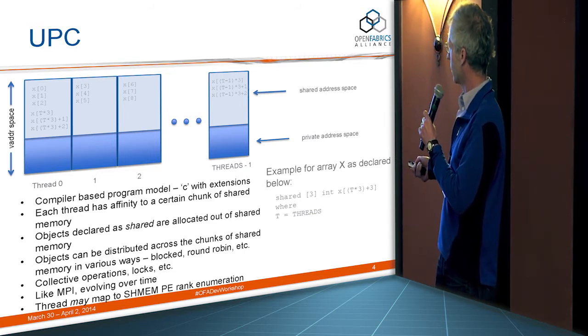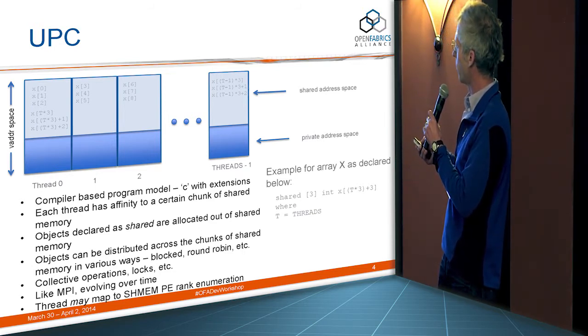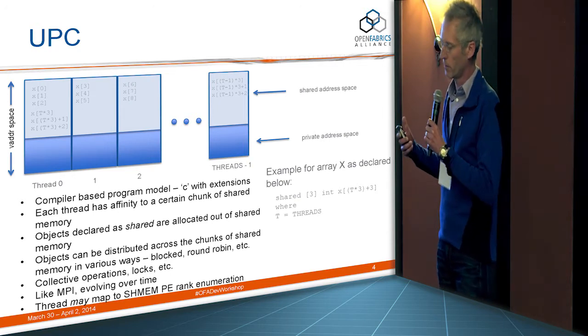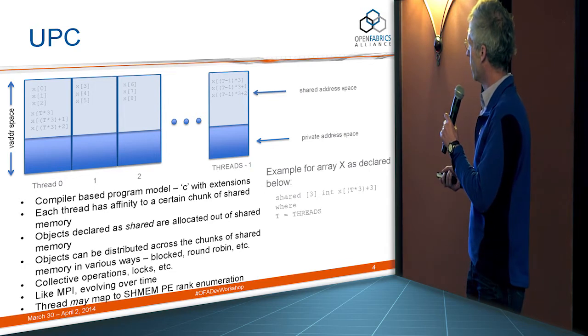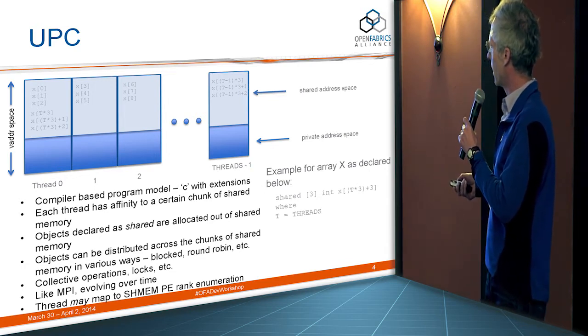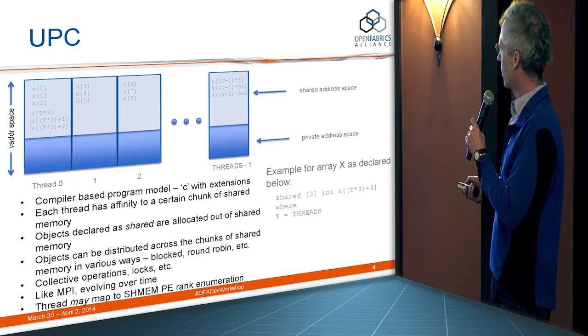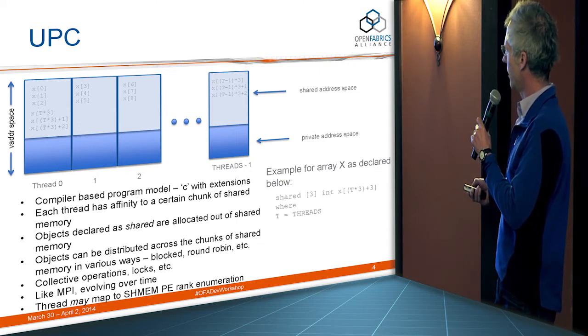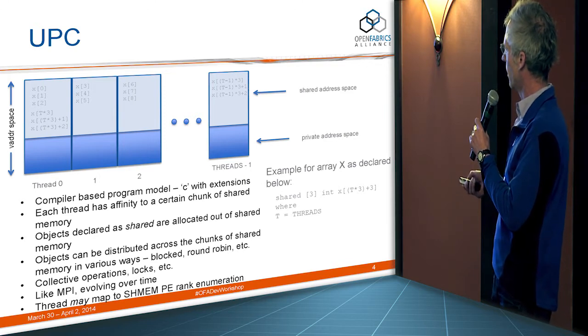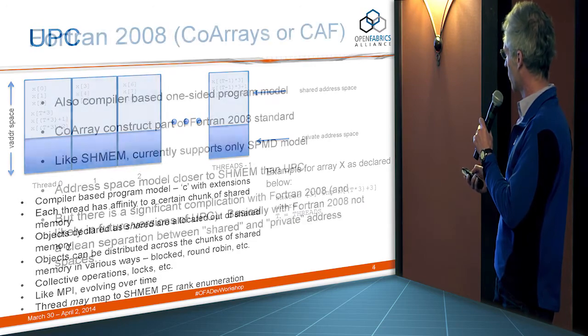Like MPI, it's evolving over time, but more importantly, it's a tighter community than SHMEM. They have a spec that they will come out with every few years, and the vendors more or less make sure that they're keeping up with the spec. A little side note, but it is a possible complication down the road. In general, nowadays, a thread, they denote their ranks by threads, maps to either MPI or SHMEM PE rank, but that's not always true.